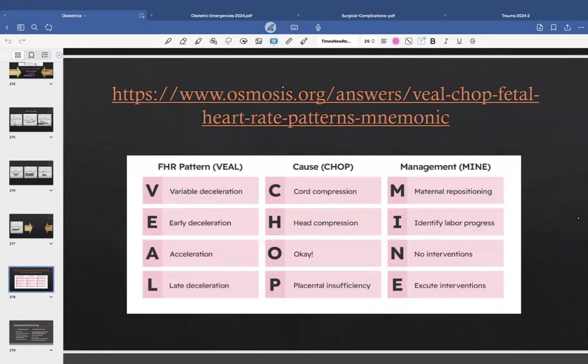So the management for cord compression might be maternal repositioning. The management for head compression would be to identify labor progress. The acceleration, no interventions, because we want acceleration, we want fetal movement, and we want heart rate to move with it. That tells us the baby can tolerate the stress of the contractions. Late deceleration might be due to uteroplacental insufficiency, and the management for that would be to execute interventions, but I would recommend you look at the Osmosis video for that.